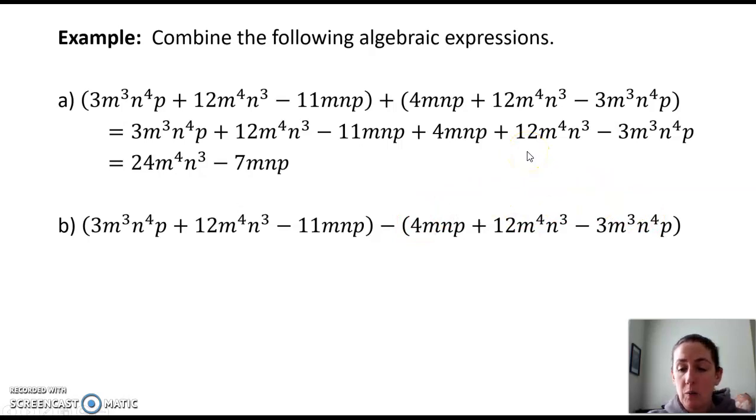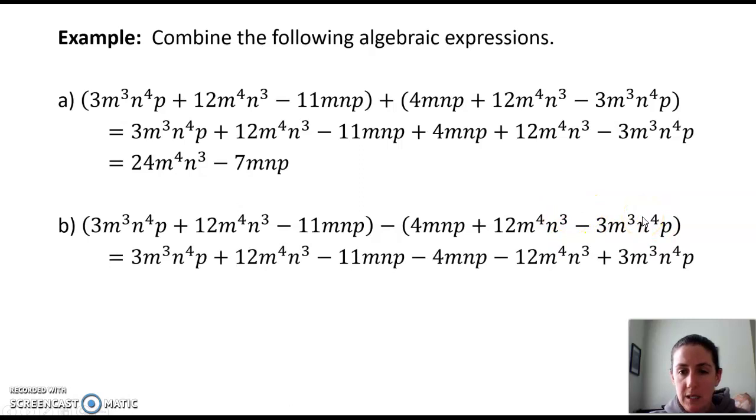Regardless of the way that you do it, when you drop those parentheses, everybody in here gets the opposite sign. All the positives become negatives, and the negatives become positives. And now you can go ahead and combine your like terms. 3m cubed n to the fourth p plus another 3m cubed n to the fourth p will give us 6. The 12m to the fourth n cubed minus 12m to the fourth n cubed will cancel, and negative 11 mnp minus 4 mnp will give us negative 15 mnp. Notice these two answers are very different because instead of adding this entire term, we were subtracting it, which means we needed to subtract each of the pieces. Everybody got the opposite sign.